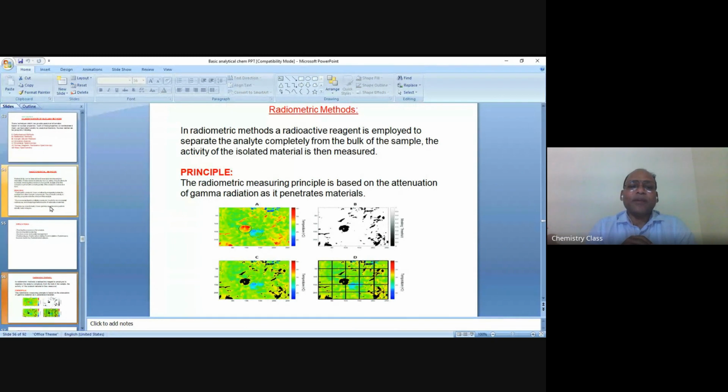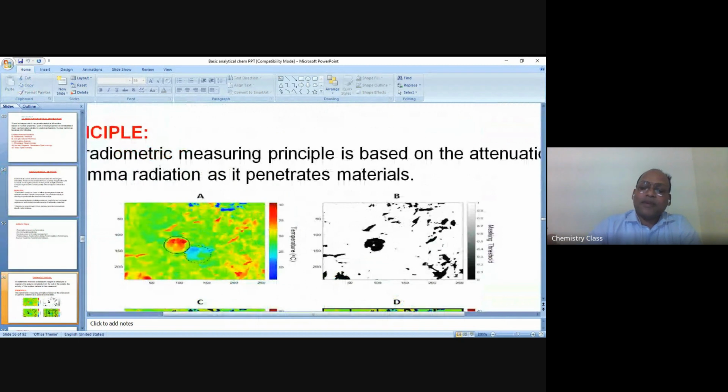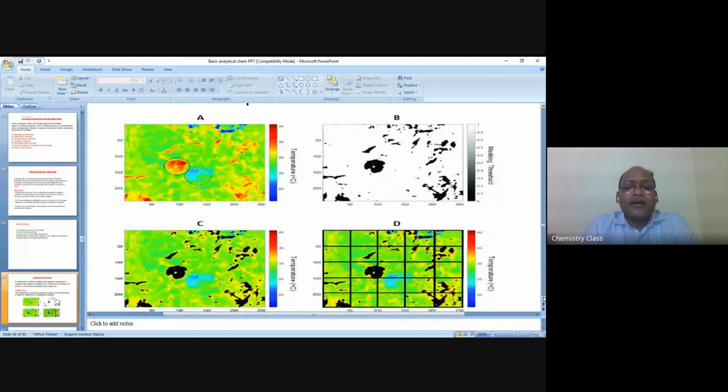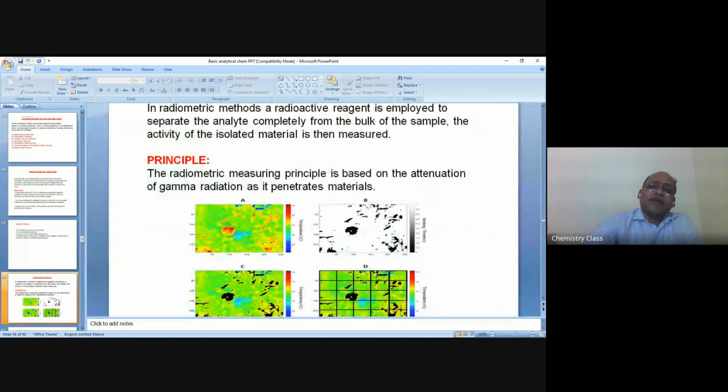Now see the principle. The radiometric measuring principle is based on the attenuation of gamma radiation as it penetrates the materials. Gamma rays will pass through the sample, and you can see this type of picture. On the basis of this picture analysis, you have to find out where the radioactive element is present, and then separate it out. So this is the principle.